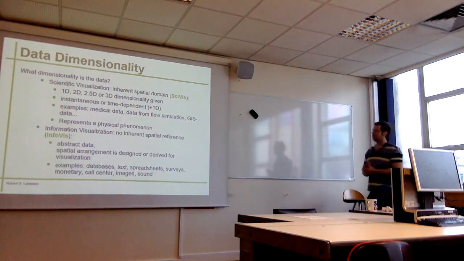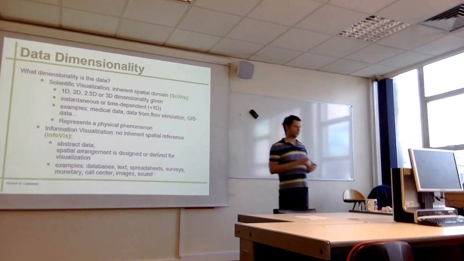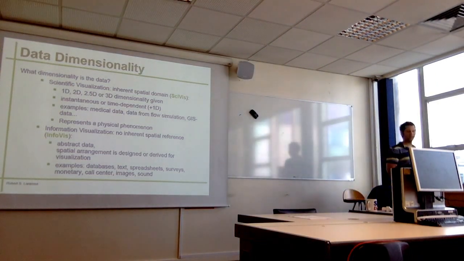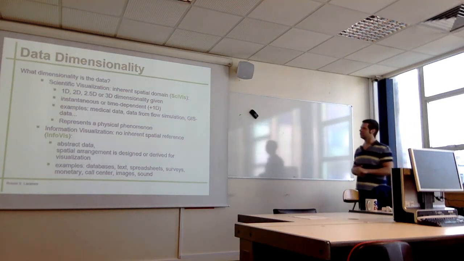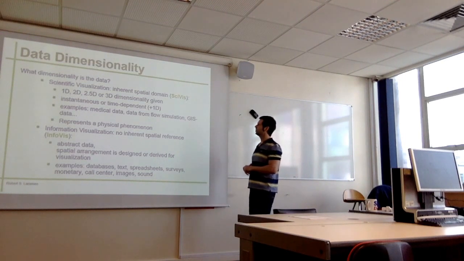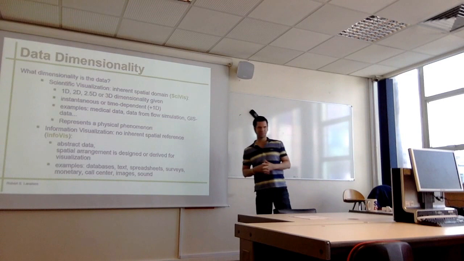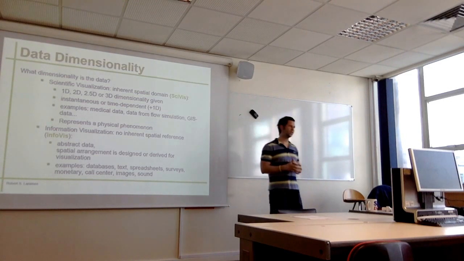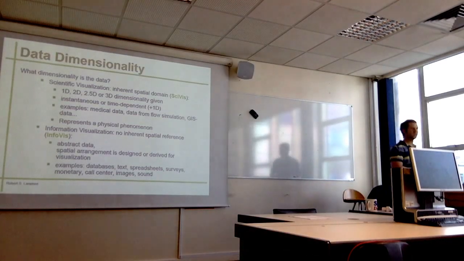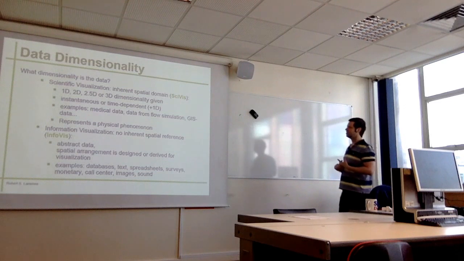So about dimensionality. The word dimensionality is slightly different depending on the context. In scientific visualization, dimensionality means something slightly different than in information visualization. In scientific visualization, there's an inherent spatial domain, and we can describe the data as one-dimensional, two-dimensional, three-dimensional, maybe 2.5-dimensional, maybe zero-dimensional.